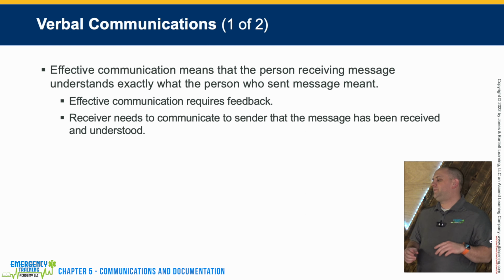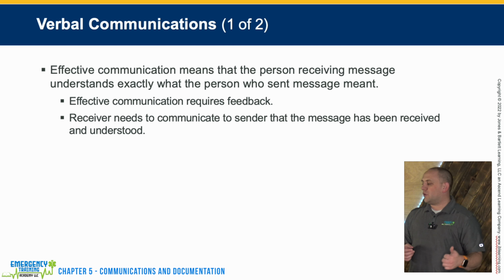Verbal communication, I already kind of mentioned this, but effective communication means that the person received and understood exactly what you were trying to say. So effective communication requires us to have some feedback. It's not a one-way street. And so the receiver of the information needs to be able to come back and restate what you said, to make sure that everybody is on the same page.